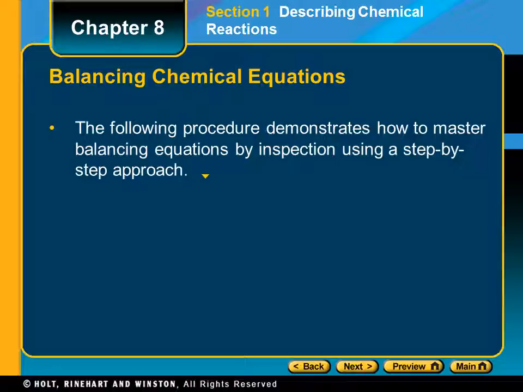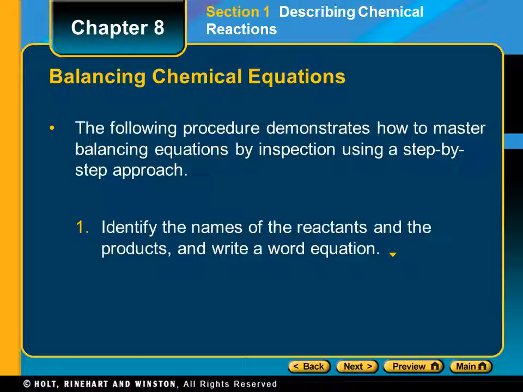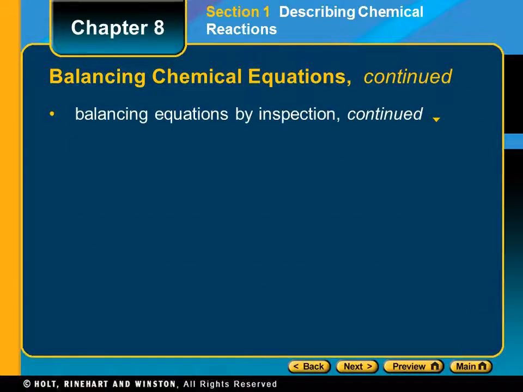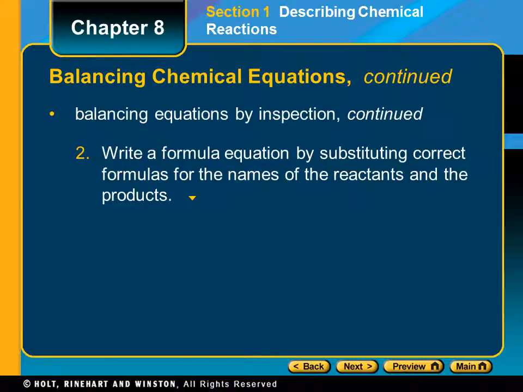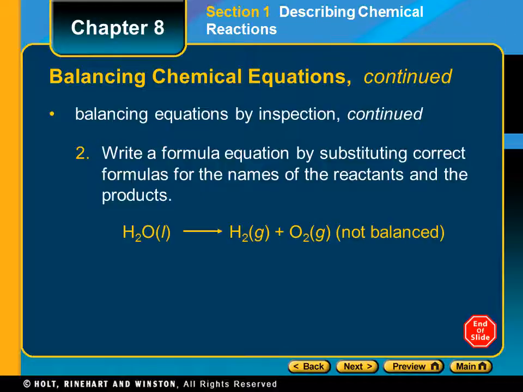To balance chemical equations, we can use the following procedure. This is what we call the inspection method, which is a step-by-step approach. Identify the names of the reactants and the products, write a word equation. Water yields hydrogen plus oxygen. Write the formula equation by substituting correct formulas for the names of the reactants and the products. H2O as a liquid yields H2 as a gas, O2 as a gas.